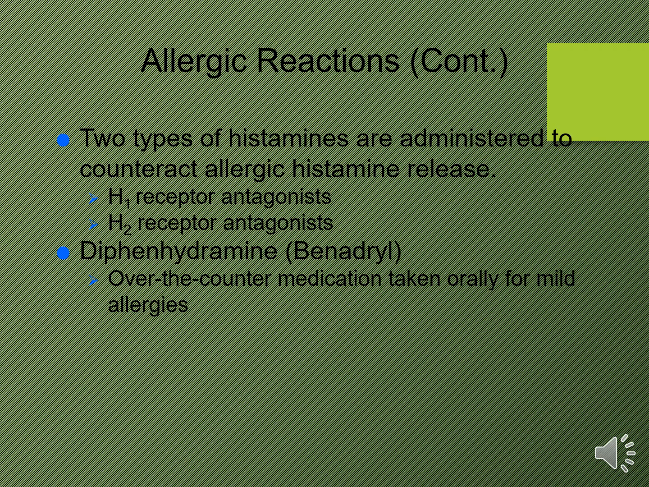In case the conservative treatment isn't effective, the allergic reaction can quickly progress to anaphylaxis. In order to prevent that from happening, they might do a couple different things here. They might administer two different types of histamine blockers to counteract that allergic histamine release, and those may include H1 or H2 receptor antagonists. And then as well, they're going to give the patient Benadryl. That's an over-the-counter medication that's taken orally for mild allergies, but we can also give it in surgery to help counteract those allergic reactions.